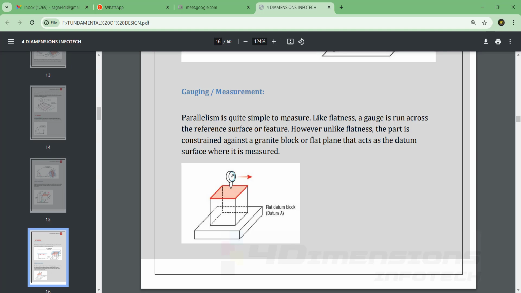Now this parallelism is quite simple to measure, like flatness. A gauge is run across the surface or a feature.